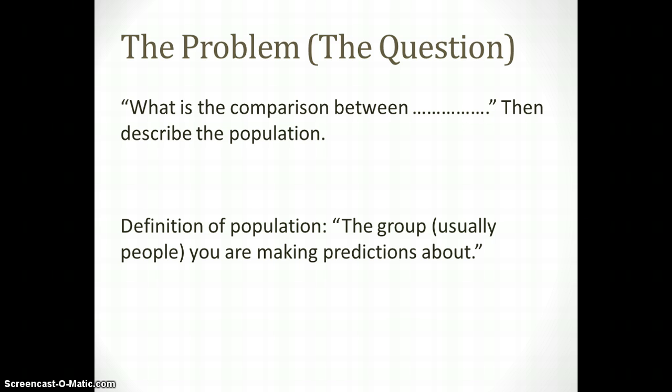What is the comparison between, and then in the next sentence you need to describe the population. We think of the population as how many people in a country. The population in statistics means the area that you're concerned about. For example, it might be the students at Pakuranga College. It might be the people in Auckland. It might be the males in Auckland. It might be the year 10s in Australia. So that's what I mean by population.